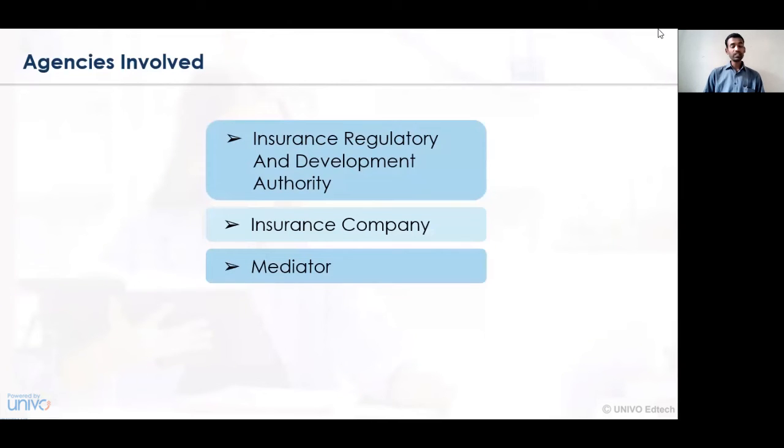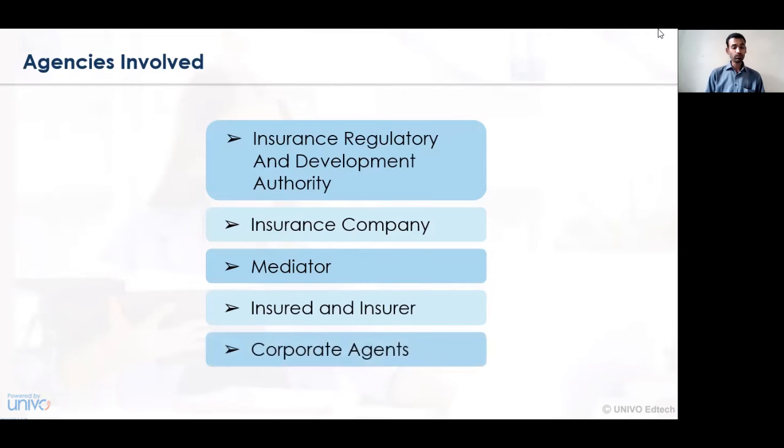A mediator is a person who acts as a link between the insurance company and the insurance agent or the insurance broker. A certain proportion or margin, either at par, premium or discount, can be set by the mediator, and accordingly the remuneration can be paid to the insurance broker or agent. A mediator can also be a link between the insured and the insurer, and accordingly the remuneration percentage or amount can be decided by those two parties. And lastly, we have the corporate agents.